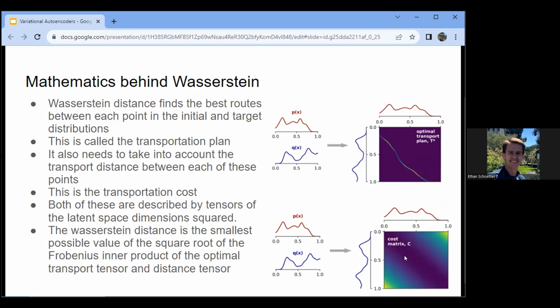So, what else? Oh, and this matrix here, since we're dealing with 1D distributions, it's 2D. What it basically is is the dimensions of one distribution added to the dimensions of the other, I think.